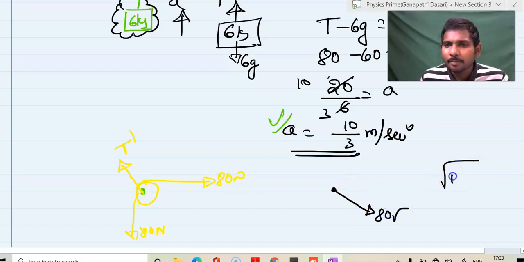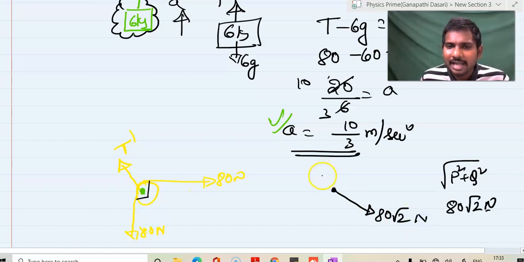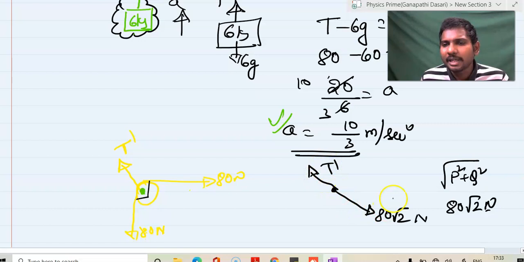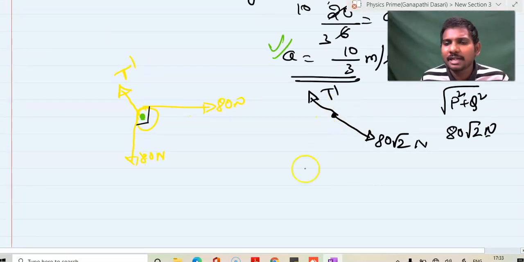of p square plus q square plus 2pq cos theta. Both are at an angle of 90 degrees. So root of p square plus q square plus 0. The root of 80 square plus 80 square. That means 80 root 2 newtons will be the tension in this direction. So exactly this rod T dash should be equal to 80 root 2, so that the net force on the pulley will become 0.